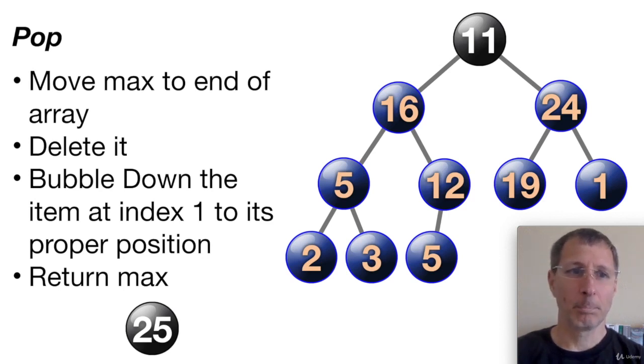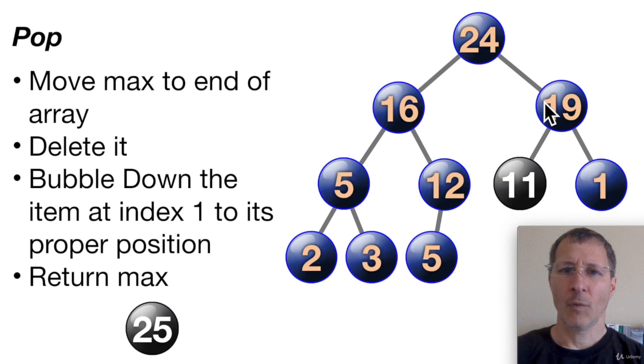Our next step is to bubble that 11 down to its correct position. So we compare 11 to 24. 11 is less than 24, so it needs to move down. Next, we're going to compare 11 to 19, and 11 is less than 19, so that's going to swap places. So we do some comparisons with the child nodes to move 11 down until there's either no further room to go down or it's not greater than any of its children nodes. So that's the operation for pop, and now we can just return the 25 that we pulled off. That's it. So those are the three key operations, and that's basically how they work in a nutshell.